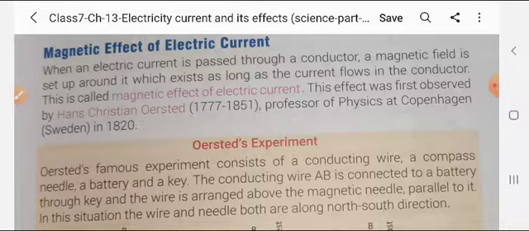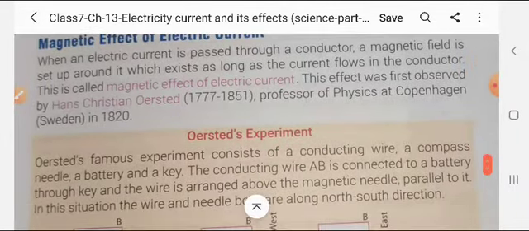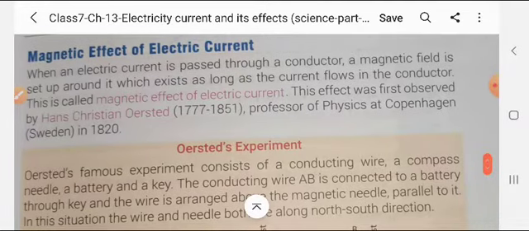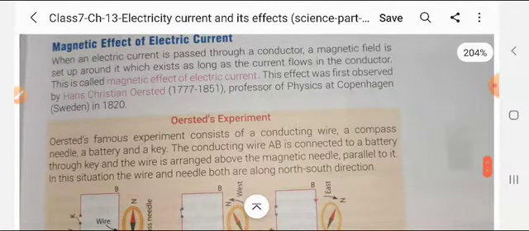This effect was first observed by Hans Christian Oersted, H.C. Oersted, who lived from 1777 to 1851. He was a professor of physics at Copenhagen, in 1820. He made an experiment and observed that when an electric current passes through a conductor, it gives rise to a magnetic effect.